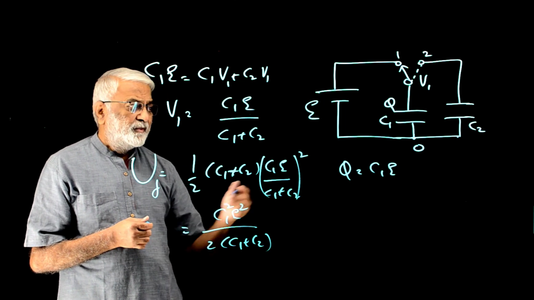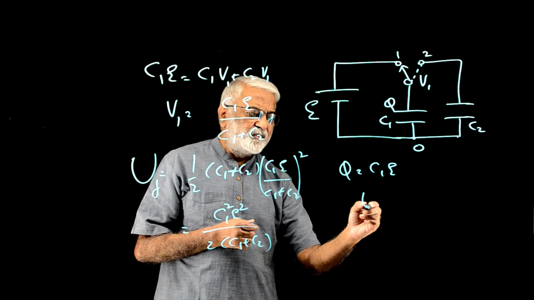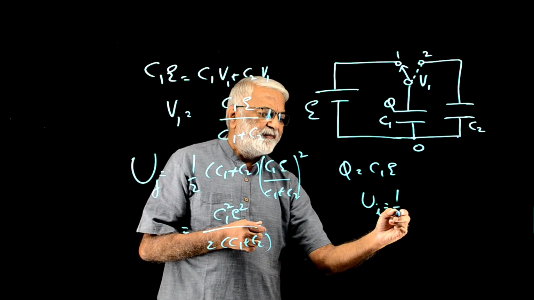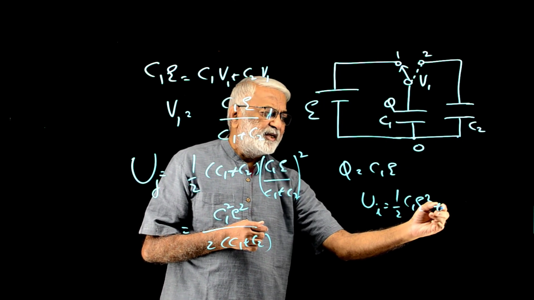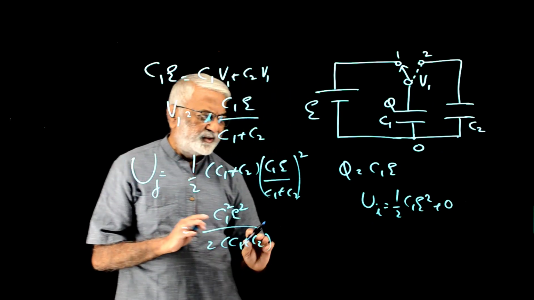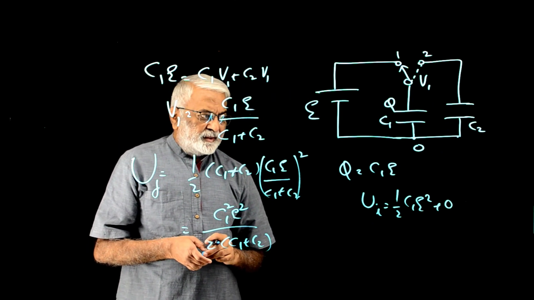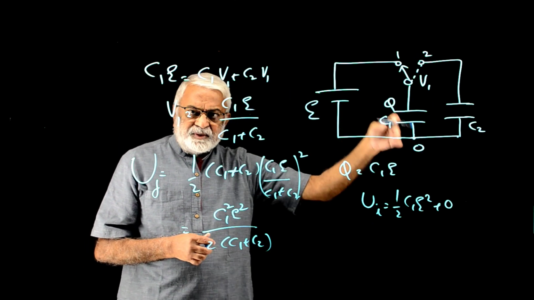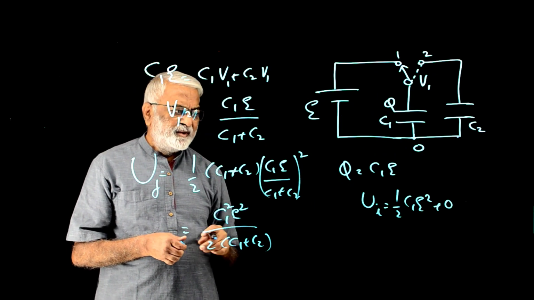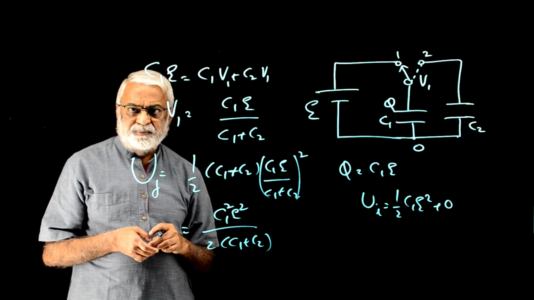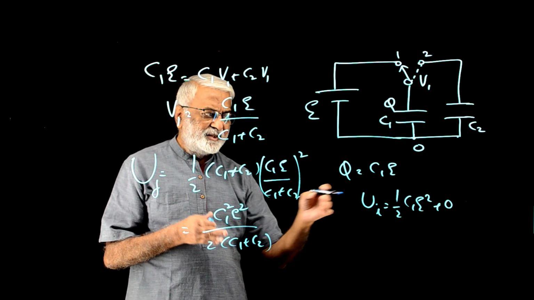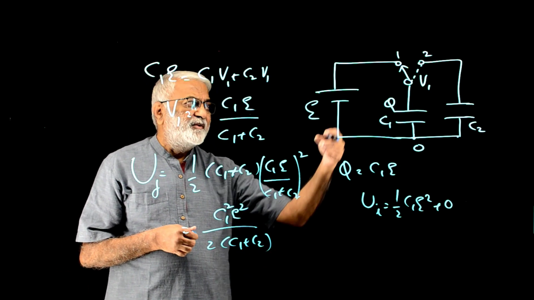And what was the initial energy? UI is half C1 E squared on this capacitor. There is no energy on the other one because it is an uncharged capacitor. So this is it. There is no cell here doing any work, so the difference between these two will be the heat evolved in this circuit. The final energy would be lower than the initial energy, and some heat would have evolved in the circuit.